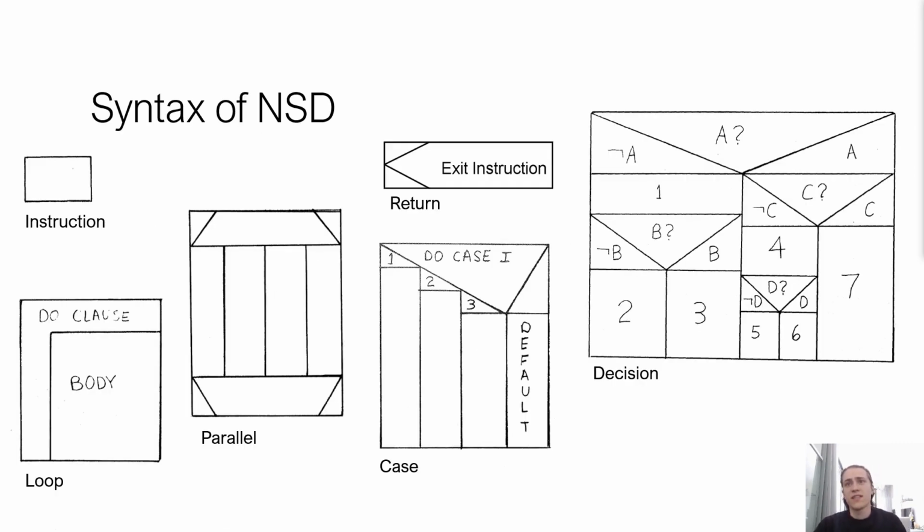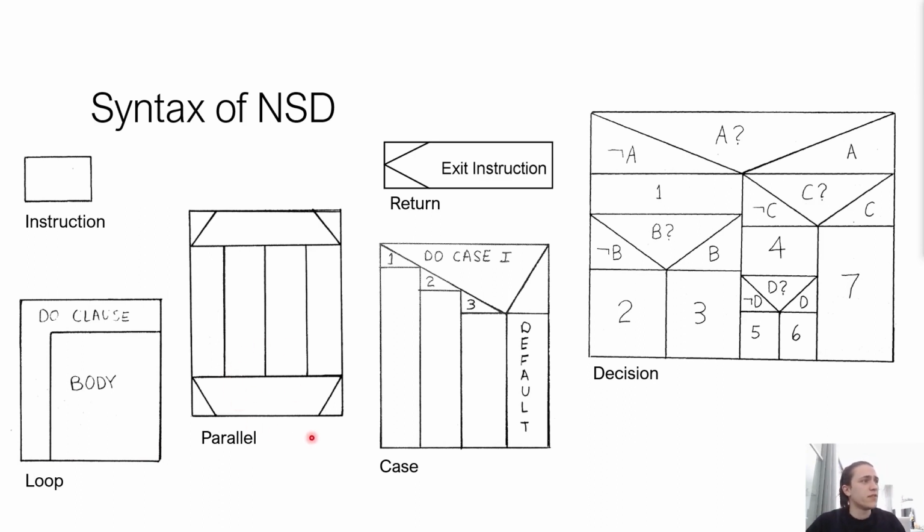The most basic building block of the NSD is called the process symbol, but I will call it an instruction because it's not the 1700s anymore. We can show loops, which can be either test before, as the one shown here, or test after with the clause below the body. We also have parallel processing blocks as well, unfortunately.